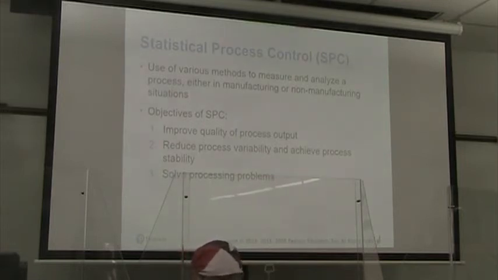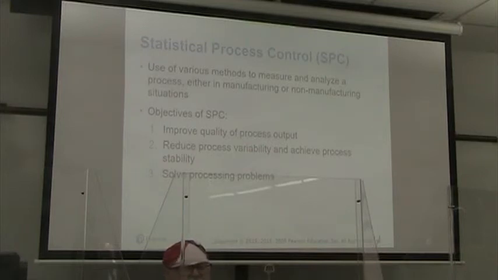Our statistical process control, that's where we are using different methods to measure and analyze the process, either in manufacturing or non-manufacturing circumstances. So the objectives of statistical process control: well, first of all, improve the quality of our process output. Second, reduce the process variability and achieve process stability. And third is to solve processing problems.